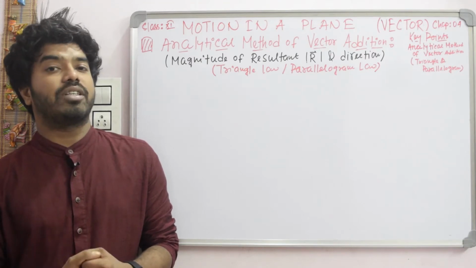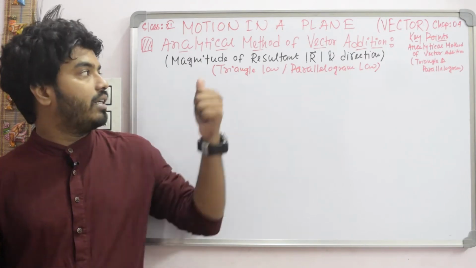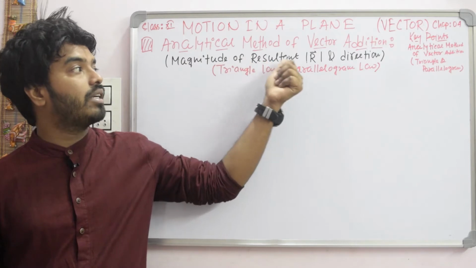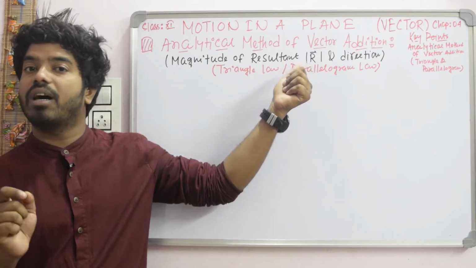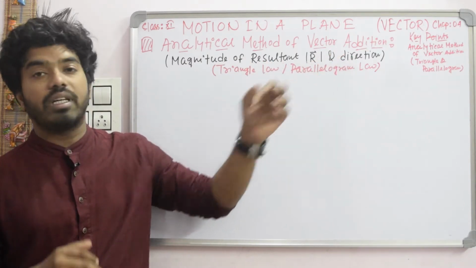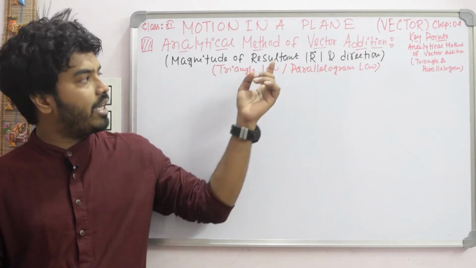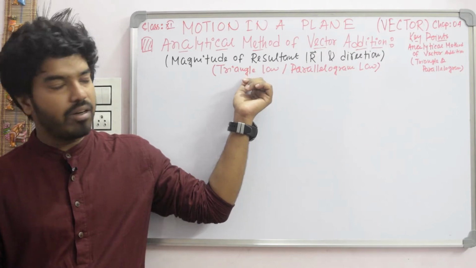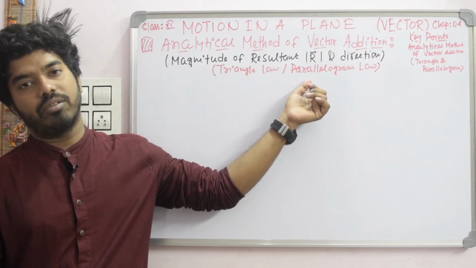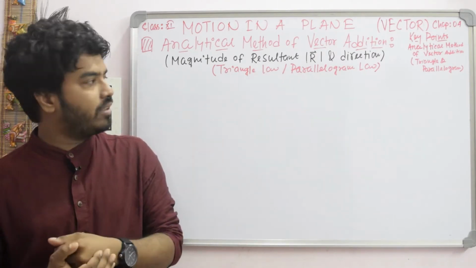In this lecture we will derive the magnitude of the resultant R of two vectors, and we will derive the direction of the resultant vector. We will derive this expression with the help of the triangle law as well as the parallelogram law. Now let's begin the class.